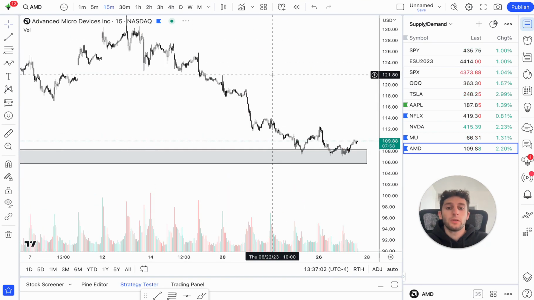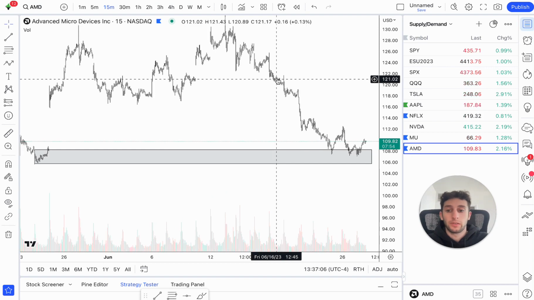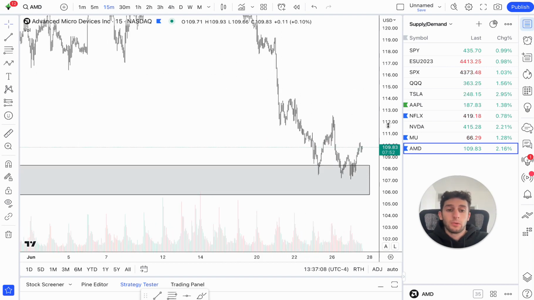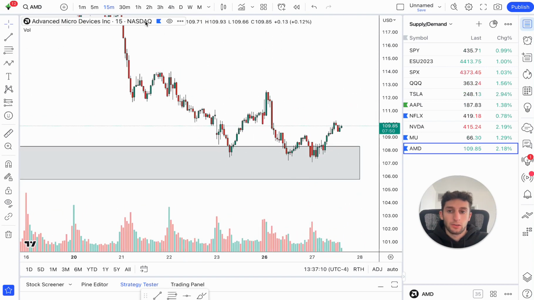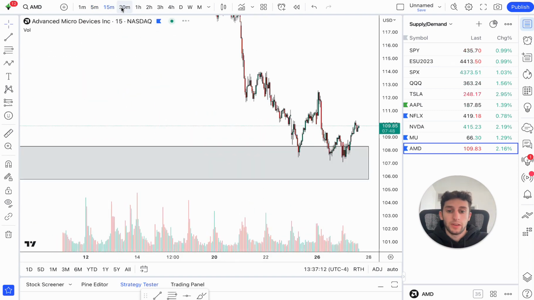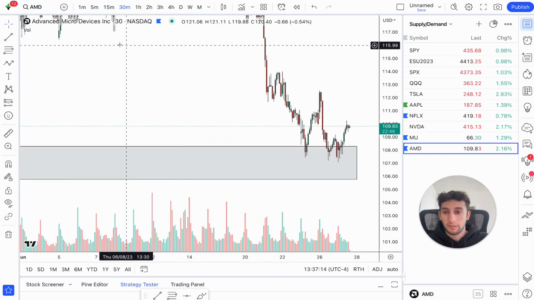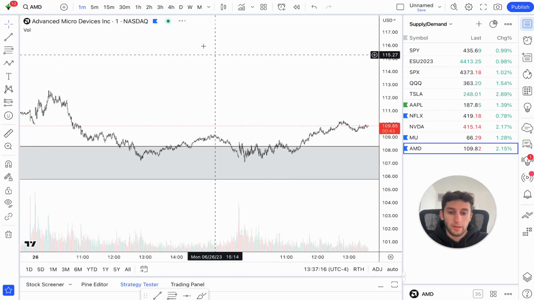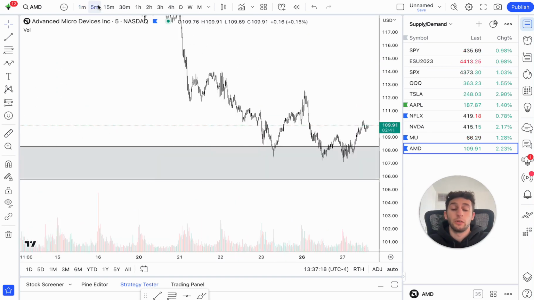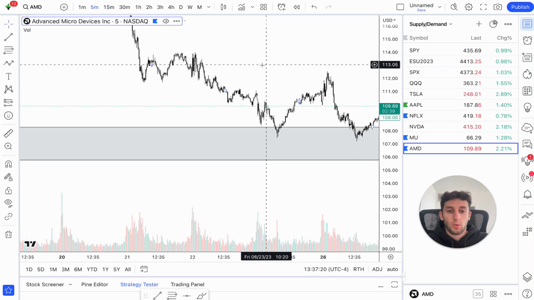So then when you identify your supply or demand zone on the daily, weekly, or hourly time frame, that's when you want to jump to a smaller time frame. Okay, so we're going to look at a 5 minute or 15 or 30, something of that nature. You can even go down to a 1 minute if you want, all right? But for this example, we're going to use a 5 minute. So we go to AMD.